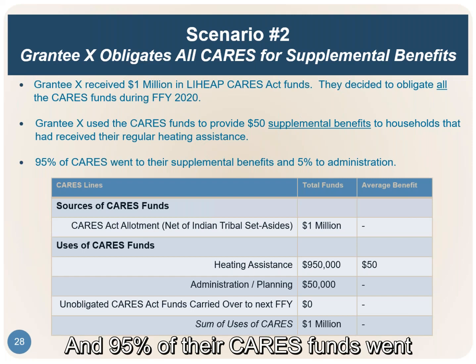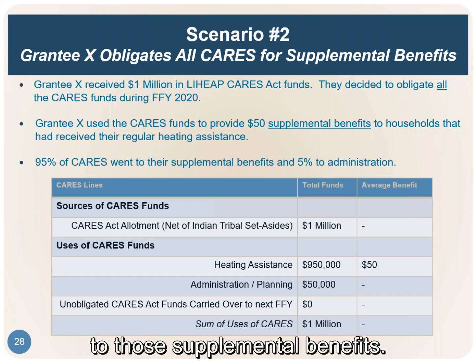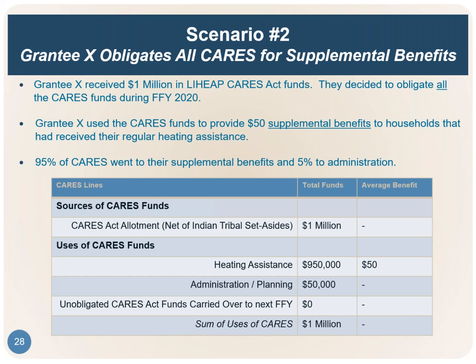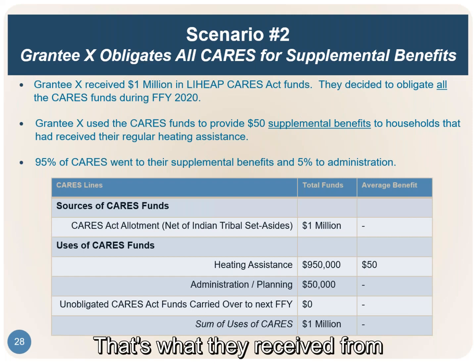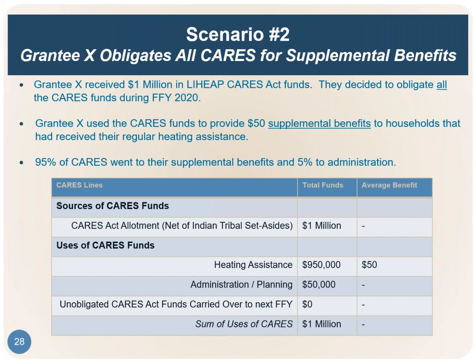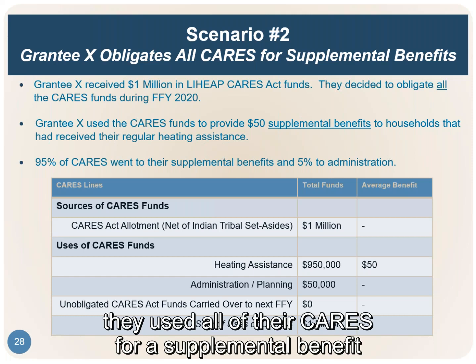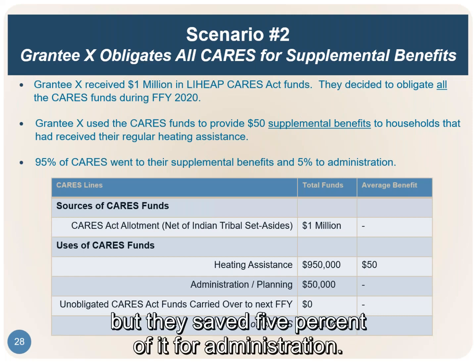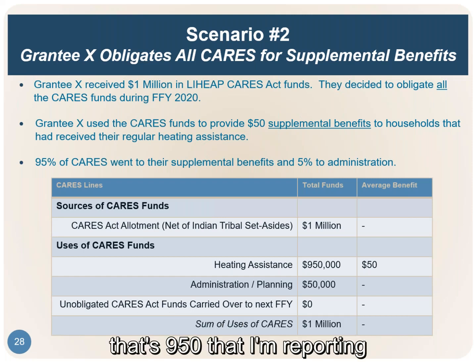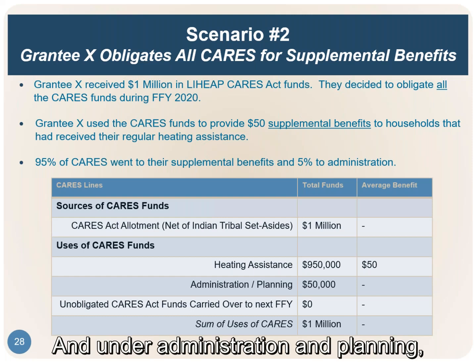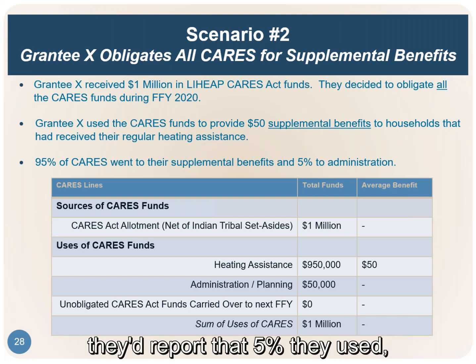And 95% of their CARES funds went to those supplemental benefits, and they used 5% for administering the CARES supplemental benefit. So just like the last example, the total in sources is $1 million. That's what they received from their CARES Act allotment. Under heating assistance, they used all of their CARES for a supplemental benefit, but they saved 5% of it for administration. So heating assistance would be 95% of $1 million. That's $950,000 that I'm reporting under heating assistance. And under administration and planning, they'd report that 5% they used, which is $50,000.